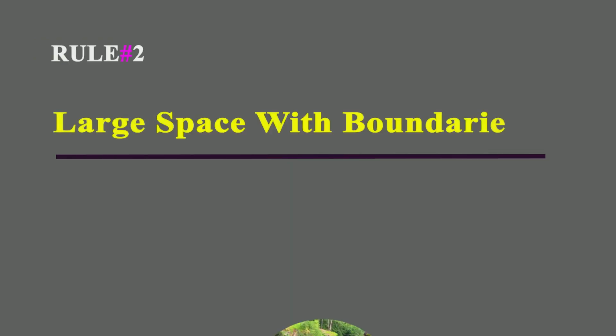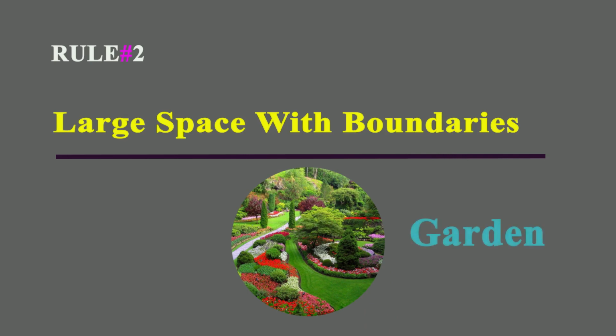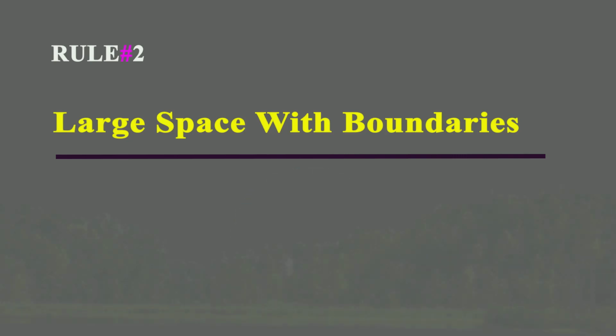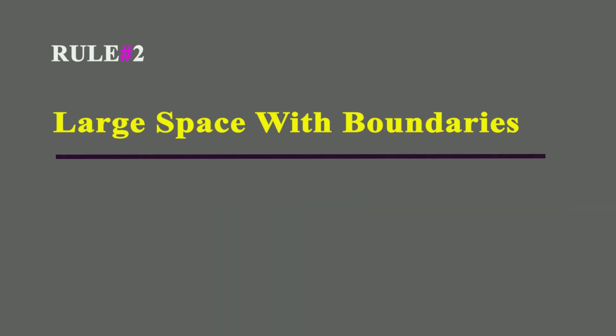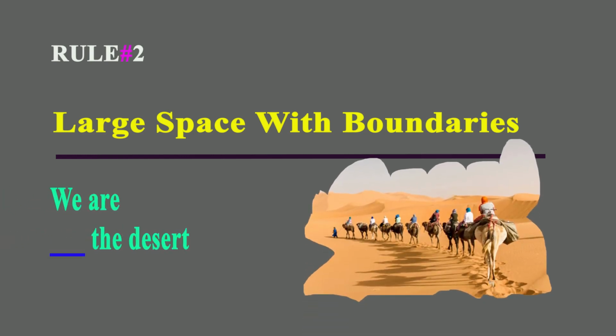Rule 2. Large space with boundary. Like garden. Garden is a large space with a boundary. Or forest. Forest is also a very large space and it has a boundary. For example, we are dash the desert. Desert means it's a very large space and it will have a boundary. So we will use preposition in. We are in the desert.